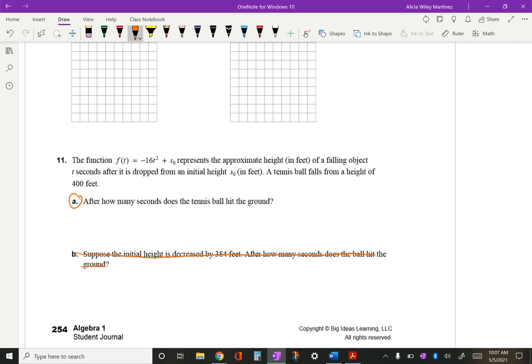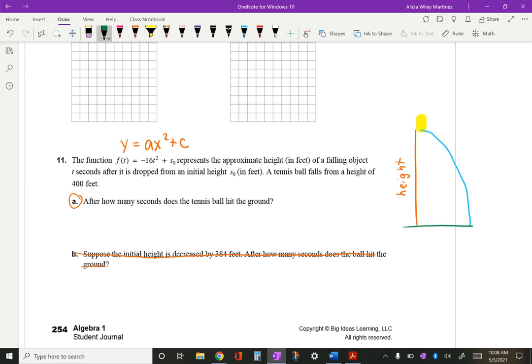They give you a quadratic function. This is technically in the form of y equals ax squared plus c. They say that the height is in feet, so let's take this as height. And then you have a falling object. Oh, it's a tennis ball. So we have a tennis ball right up here, and it's being dropped from this building. So maybe imagine someone's throwing it down to the ground.